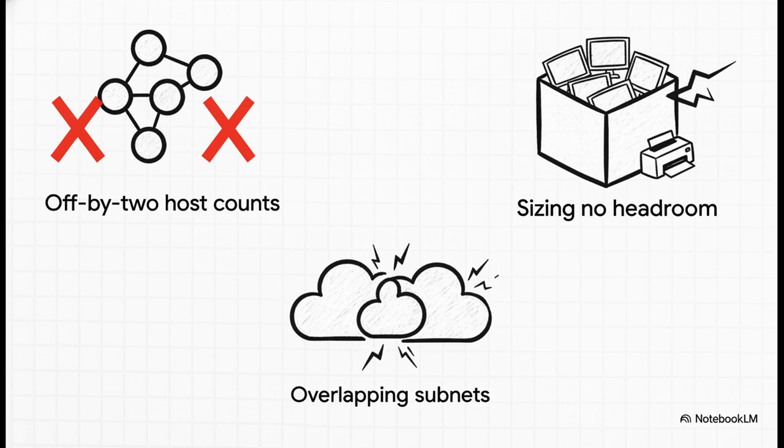If you squeeze 30 devices into a /27, I guarantee the very next printer you plug in is going to break the network. And finally, overlapping subnets, especially when you're setting up VPNs with a partner company who just happens to be using the exact same private RFC 1918 address space as you.